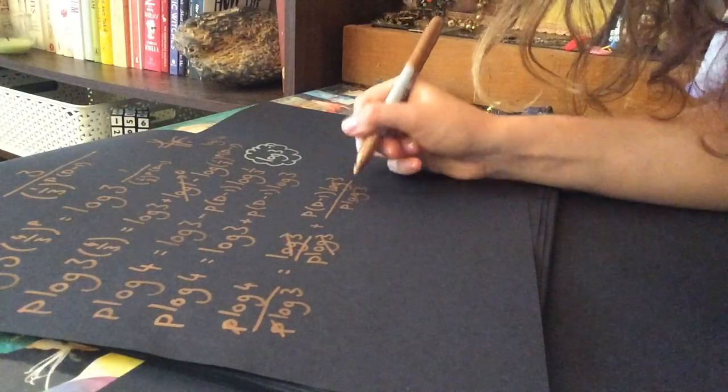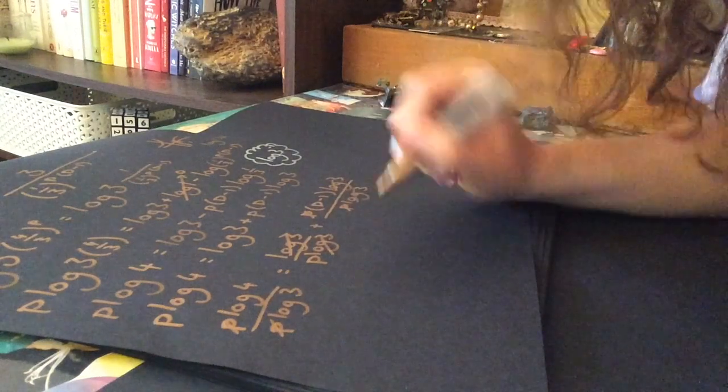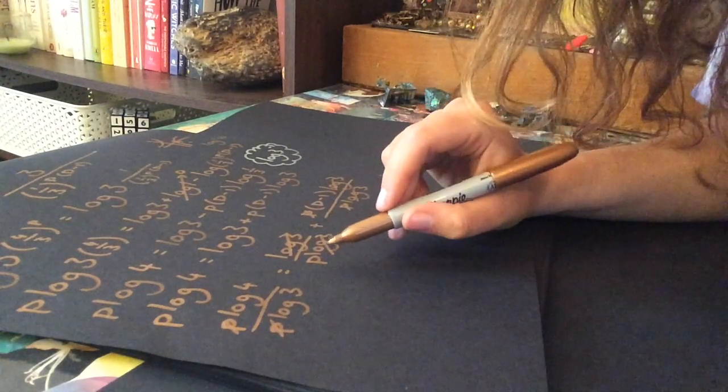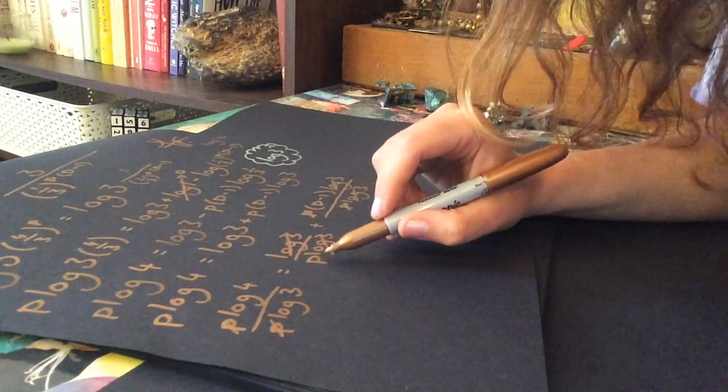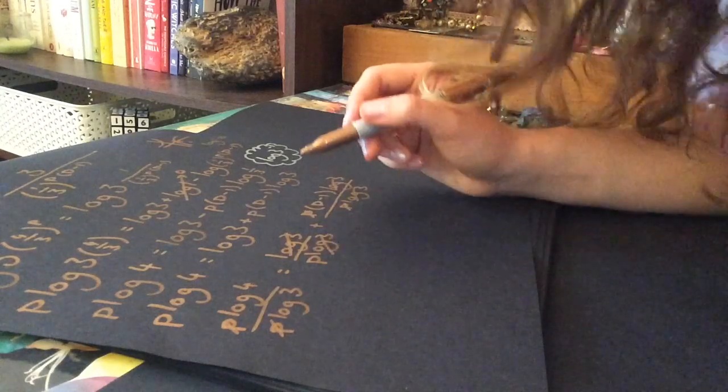This log 3 and this log 3, this p and this p. Huh. Why is this p still here? What have I done?